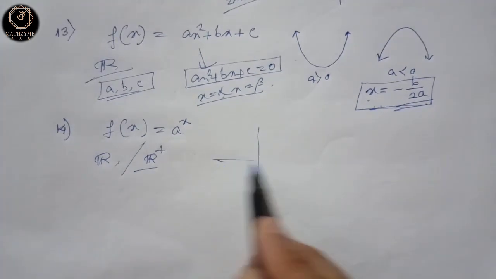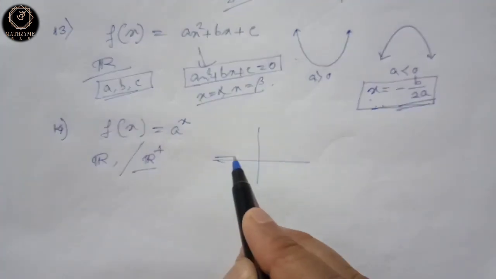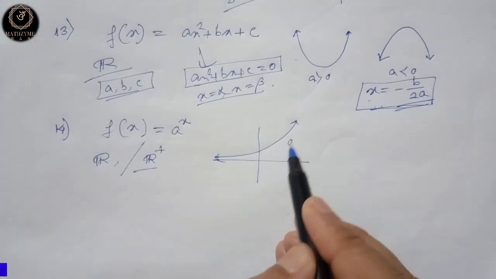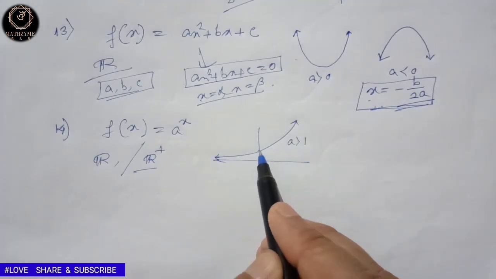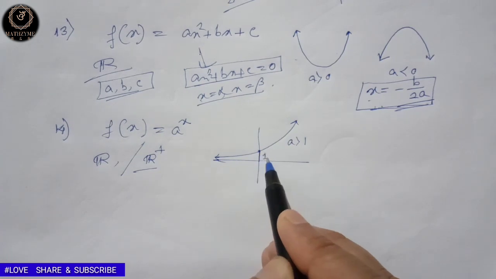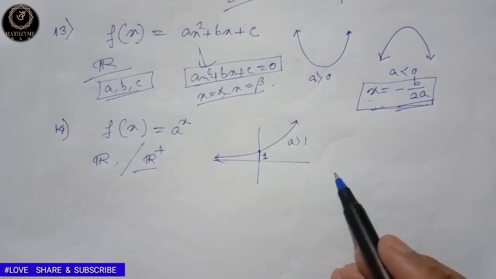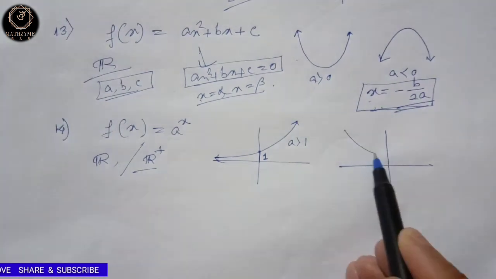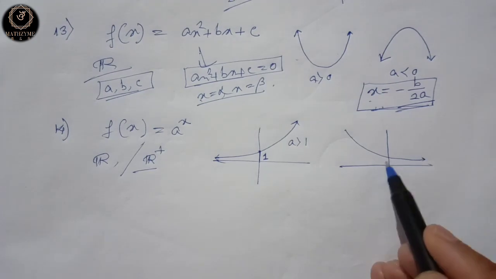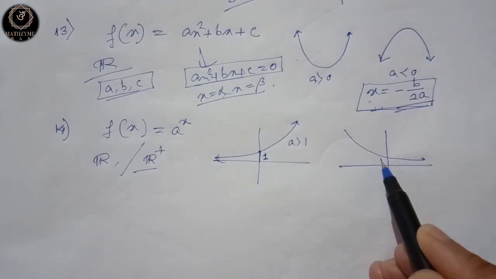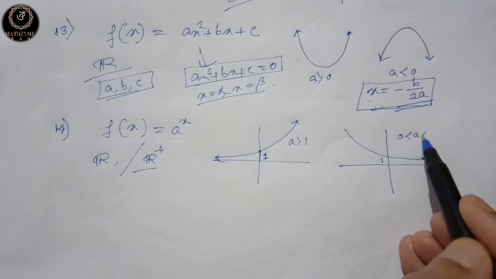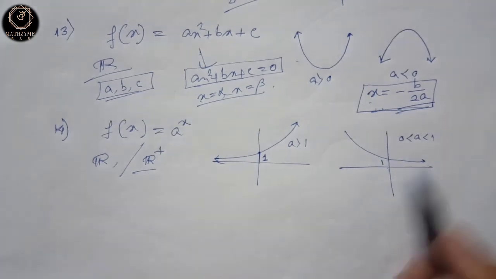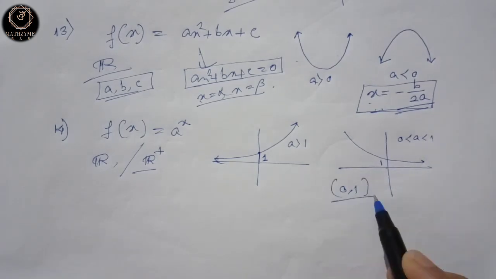The graph is like in this pattern. This is the exponential function graph when a is greater than 1, and this distance is always 1 unit. Also, if a is less than 1, then the graph is like in this pattern. Also here the distance is 1 unit. This is the range of a, that is 0 less than a less than 1. The curve always passes through the ordered pair (0, 1).